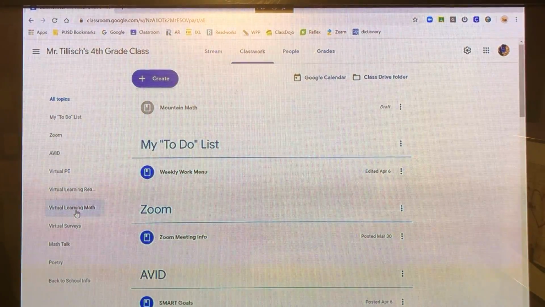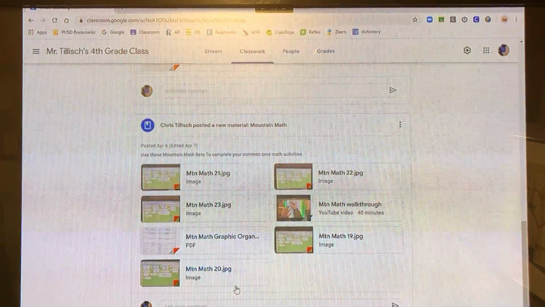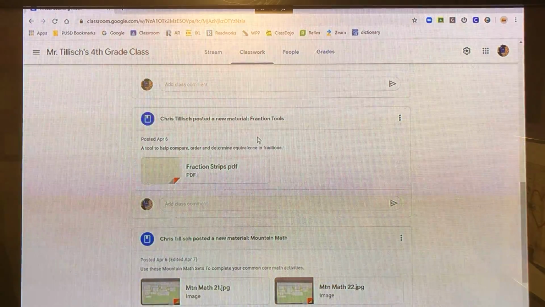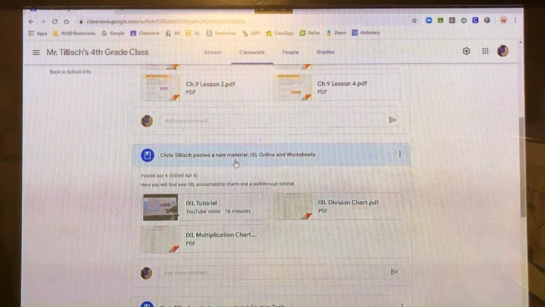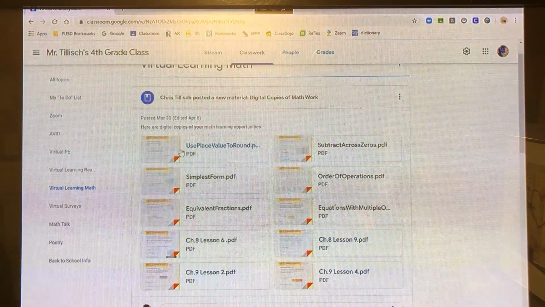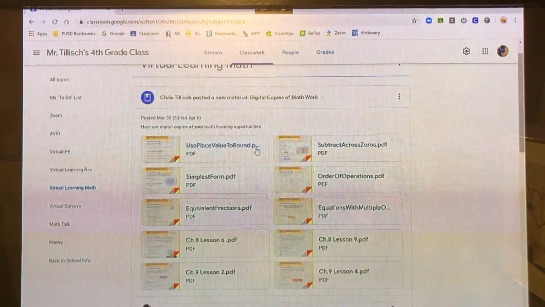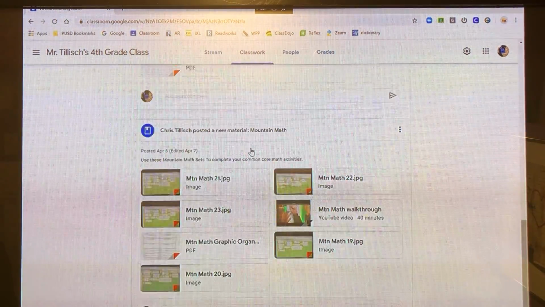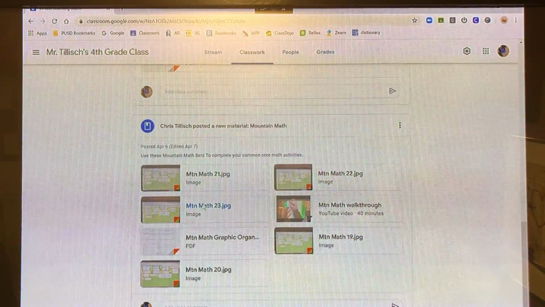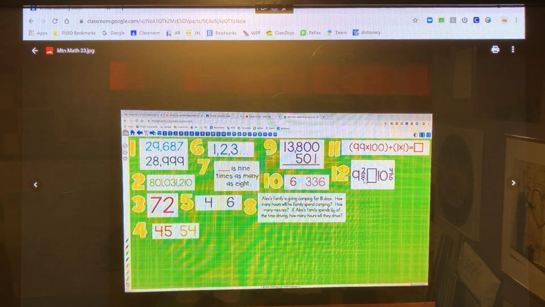Today, because we're doing Mountain Math, we're going to go to Virtual Learning Math or Distance Learning Math. Once we click on that, we'll see that we're in the area of Mountain Math. Also in this virtual learning, you've got your fraction strip tools, your IXL tutorial and charts, and a digital copy of all of your lessons in case you have lost or misplaced them. So we're going to scroll back down to Mountain Math, and click on Mountain Math 23. That's just the set number. And we are going to focus over here on number 12.